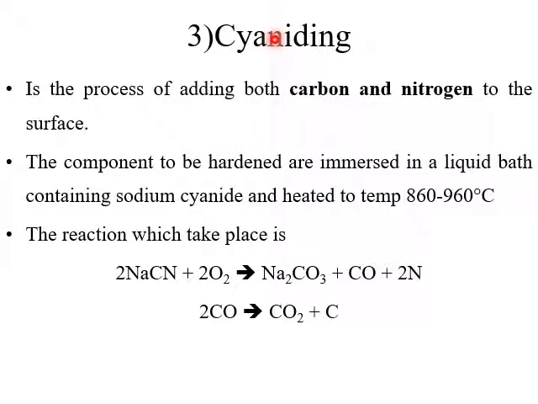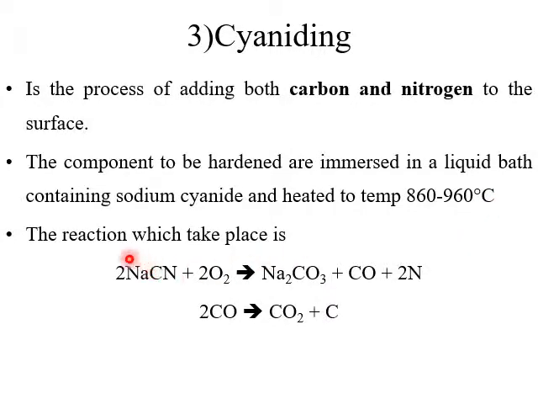That is carburizing and nitriding, so we call that cyaniding. Okay, cyaniding, where we are going to have carbon and nitrogen particles. This is a little bit toxic, where we have a liquid bath containing sodium cyanide, which is heated up to 860 to 960 degrees Celsius, a little bit higher temperature.